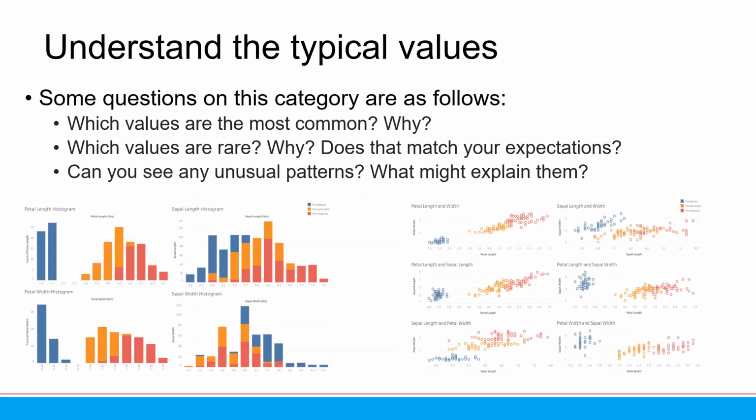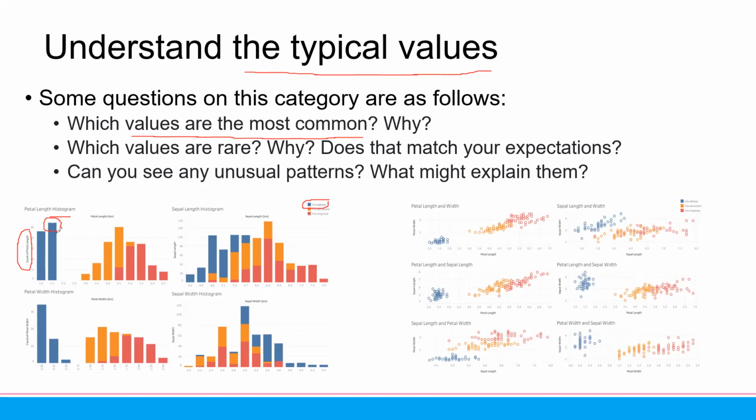When you do your EDA the first time, you can also find the typical values. What is the meaning of typical values? We want to understand which values are the most common and why. If we use a histogram, we can see the frequency. There are many flowers in blue, which is the iris setosa.